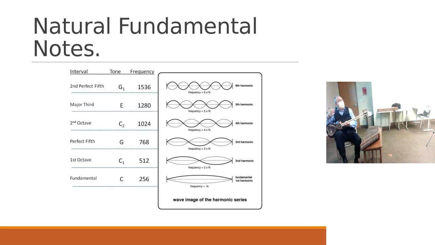If you double the frequency of your first note, let's say it was C1, supposedly 100, then when you double it, instead of one wave, you have 2 waves. When you triple it, you have 3 waves. 4, 5, and 6, and so forth.